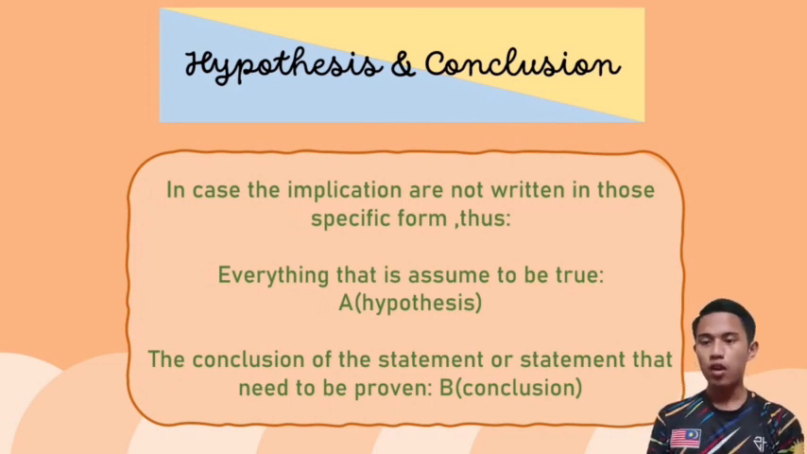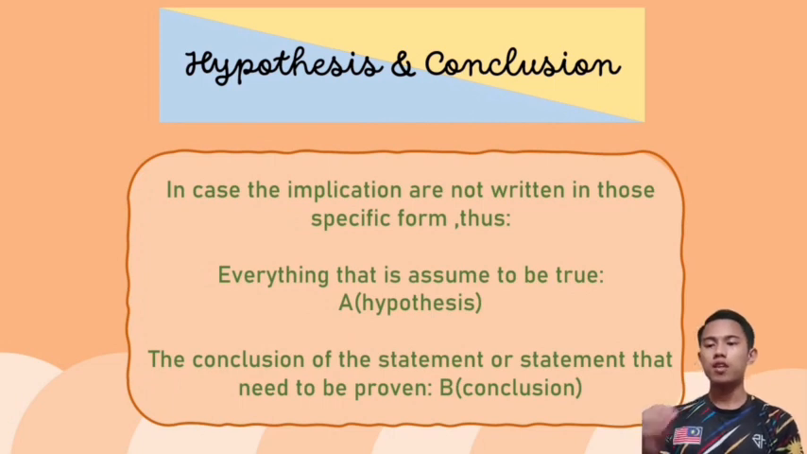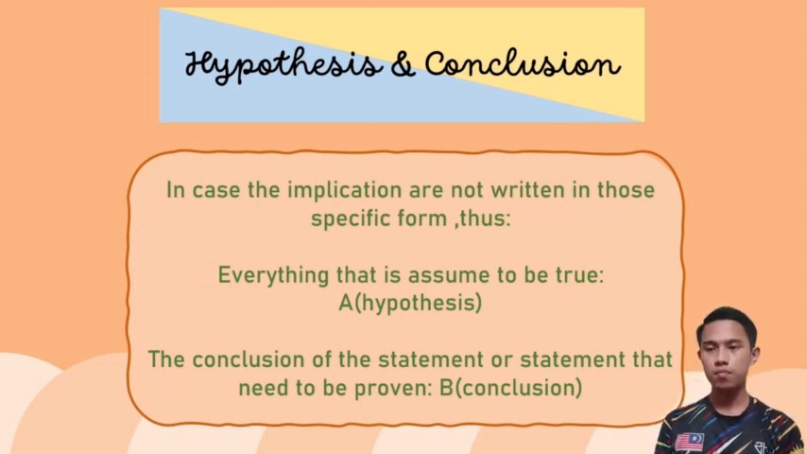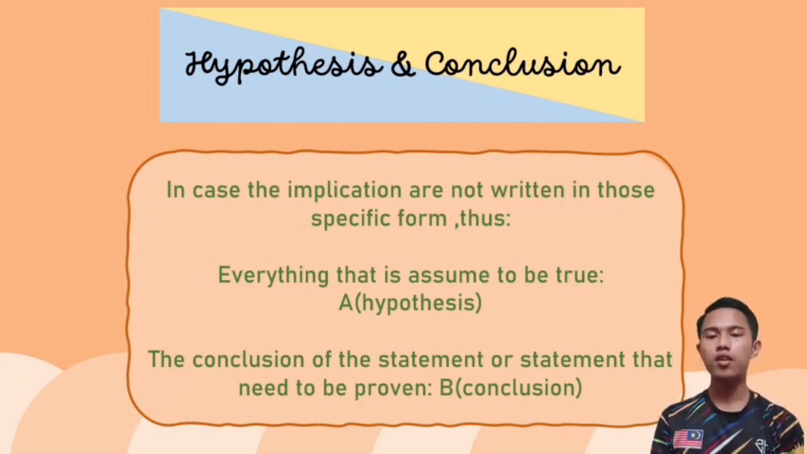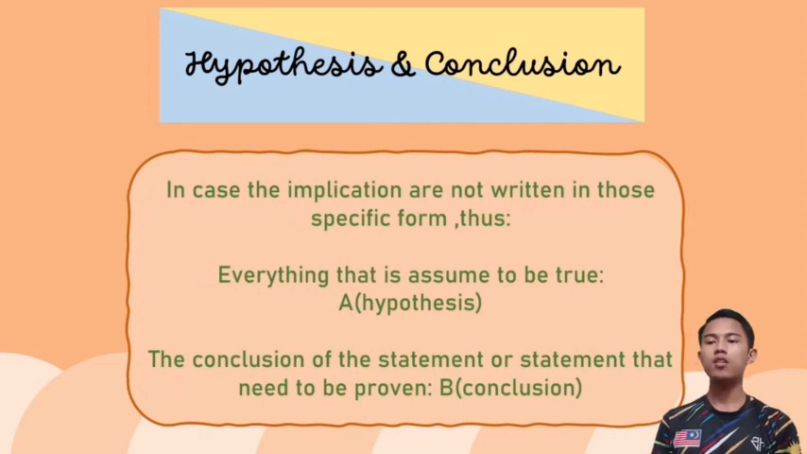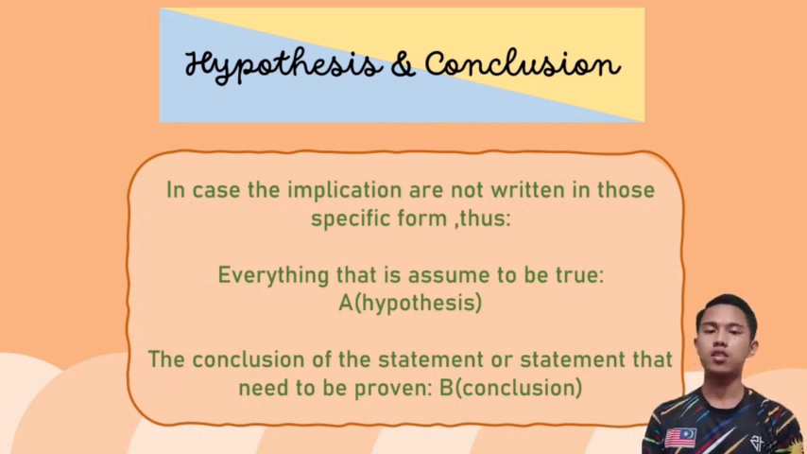For example, if a question asks: if n is an odd integer, then n squared is an odd integer. So now the hypothesis will be n is an odd integer and the conclusion will be n squared is an odd integer.